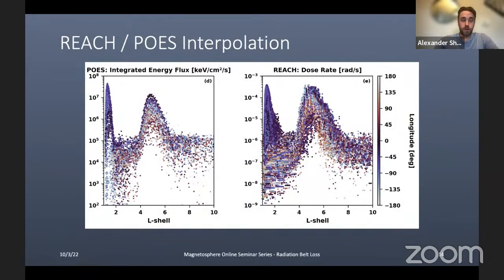Here I'm plotting POES energy flux on the left and REACH dose rate on the right. This is X minus W versus L shell. And the color of each point is the geographic longitude. And this plot is simply here to show the similarity in the spatial variations of the 2 data sets, supporting our methodology.